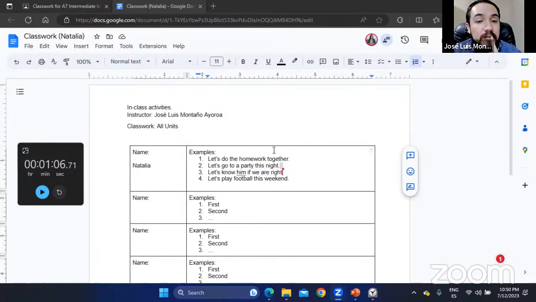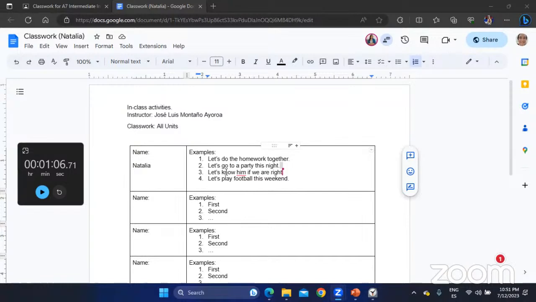But in this case, this is going to be kind of weird, because if you say let's know him if we are right, it's like you and I should know him. But I don't know what you mean by that, because to know, you don't actively know someone. I don't know what's the idea that you have behind it, Natalia. What is the thing that you want to say over there? I try to say that, for example, for our parents, we have to say that my sister and me are right, and I want to tell him the situation. Okay, that makes sense.